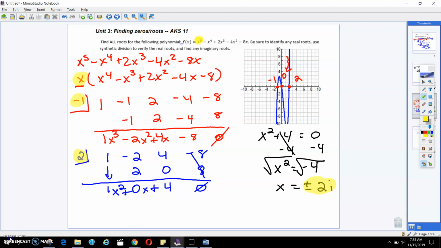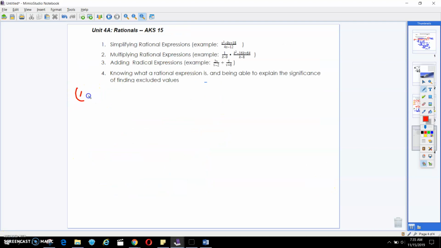All right. So, last question. This is going to be on your performance final, as well as on your unit 4 test. So, on number 1, it says, simplify the rational expressions. The first thing that I want to do here is factor.